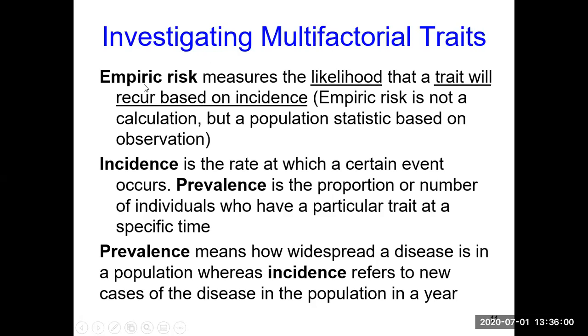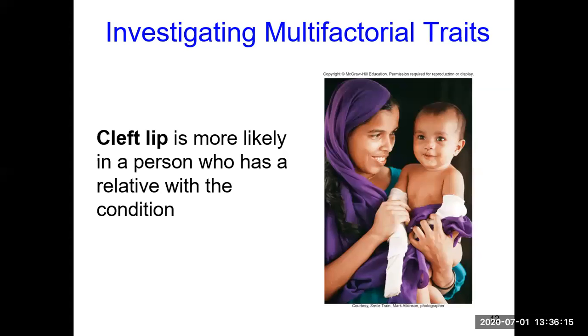And another term is empiric risk. Empiric risk measures the chance, the probability, that a trait or a character will recur based on incidence, based on this year. So these are some of the terms that you would commonly find getting used in population genetics.